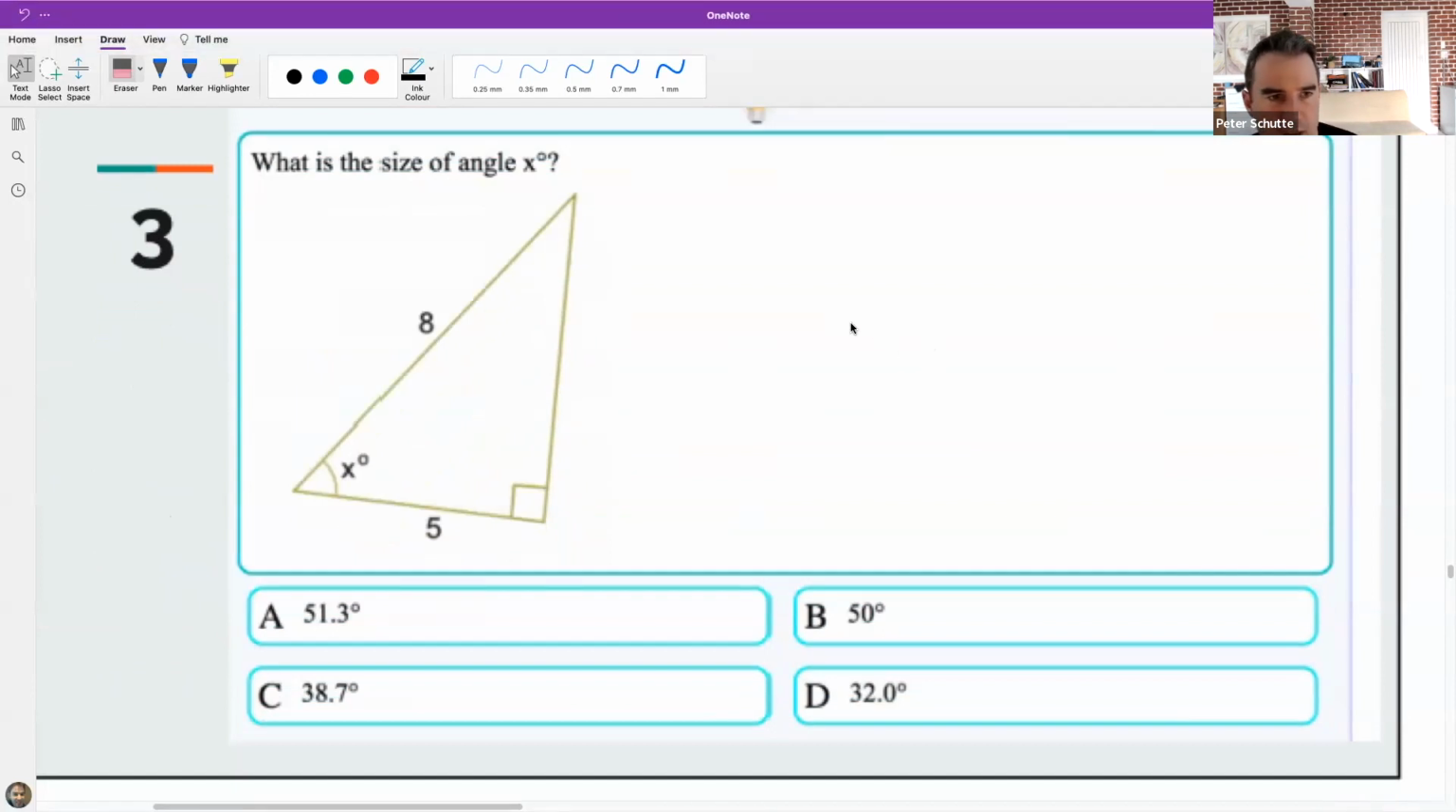Last question of the day. What is the size of angle X? What is the size of angle X in this question?